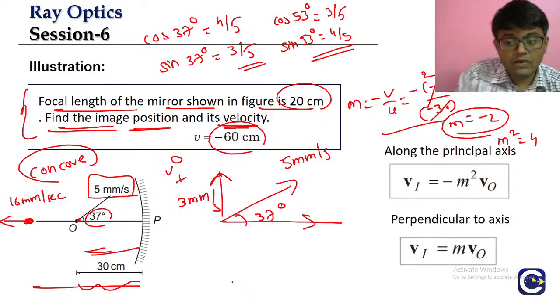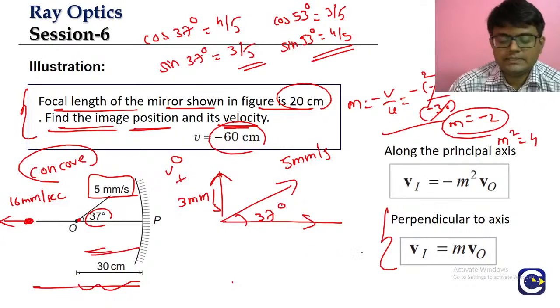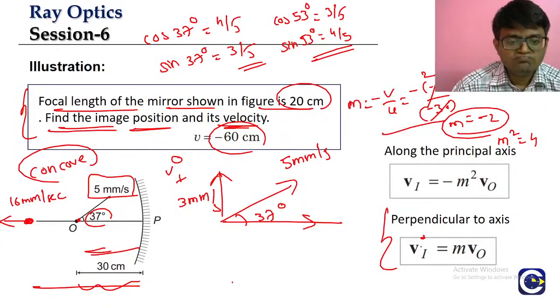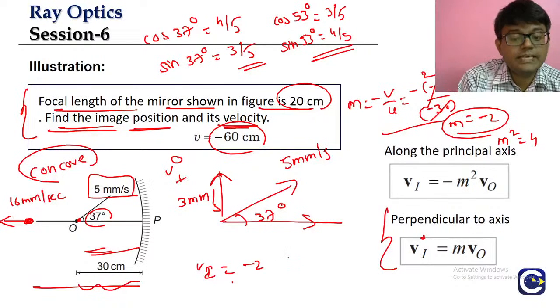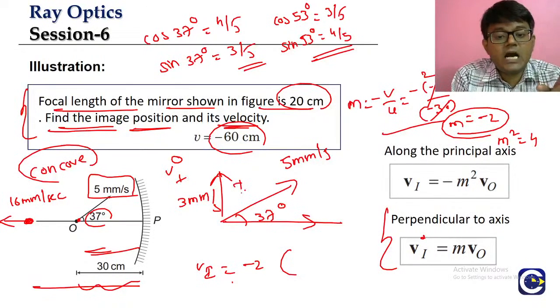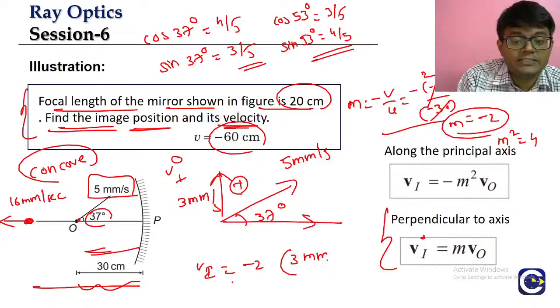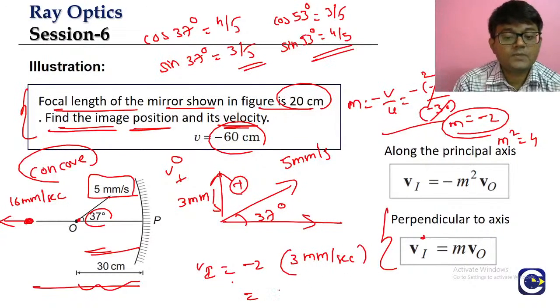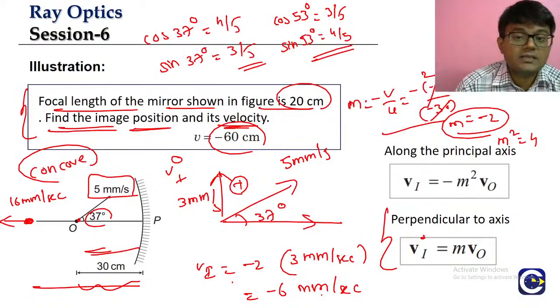Okay. Now let us look at the component of the velocity perpendicular to the axis. What is the relation there? Vi is simply equal to what? M into Vo. Now look at it. Vi is equal to M is what? Minus 2. Minus 2 into, let us say we take the upward as positive. We are taking the upward as what? Positive. So what about the object velocity component? We'll take it as positive here. So totally what is it coming as? Minus 6 millimeter per second, like that it is coming.